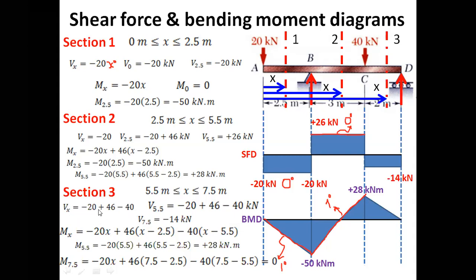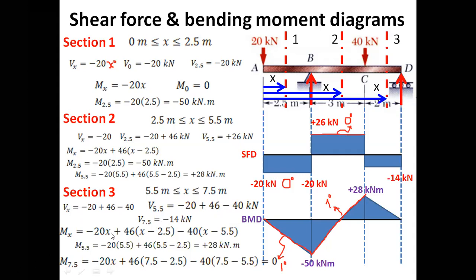Again, the order of the equation is 0. So at point C, that is 5.5, x is to power 0. So V 5.5 after calculation is minus 14 kilonewton. V 7.5, in this equation we put x is equal to 7.5.